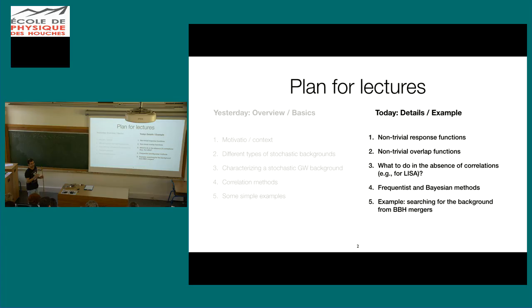Okay, so what I'd like to do today is go into some more of the details, which I ignored yesterday, in particular related to non-trivial response functions, non-trivial overlap functions, what to do if we can't cross-correlate detectors. What if we only have one detector? What do we do then? Which is the case for LISA. I'll also say a little bit about using both frequentist and Bayesian methods to search for stochastic backgrounds, and then, time permitting, go through an example which is relevant for LIGO, basically how one can go about searching for the background from binary black hole mergers in an optimal way, which takes into account the non-stationarity of the signal.